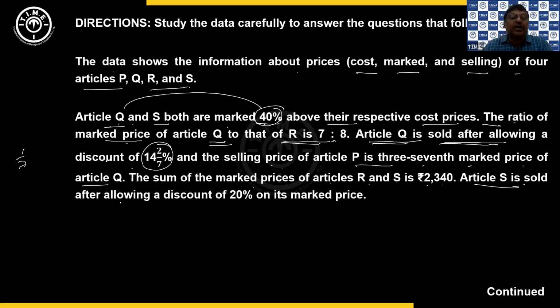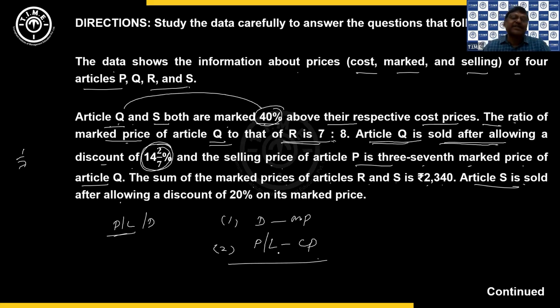Article Q is sold after allowing a discount of 14.2 by 7%. Students, I'm sure you know the entire profit and loss concept in quant. Profit, loss and discount can be summed up in only two statements. If you stick to these two basic rules, you can solve any question. What is that? Discount is always calculated on market price. Profit or loss is always calculated on cost price.